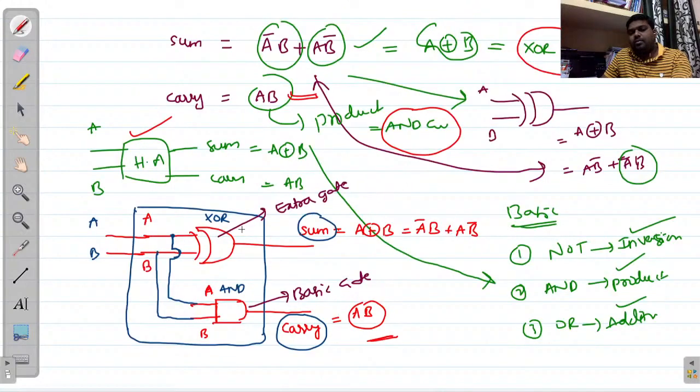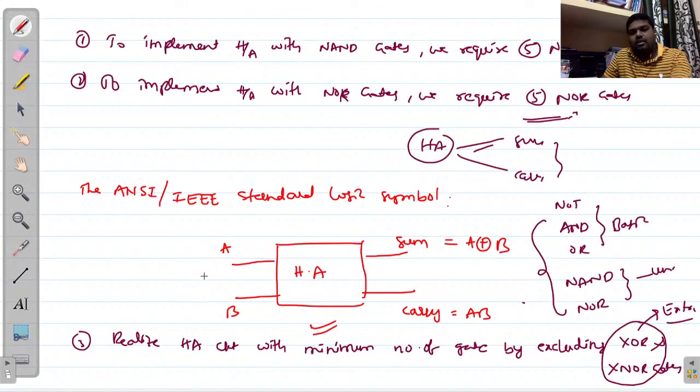And if you observe this, with XOR and AND only two gates are required, but XOR is an extra gate. My question here is what? Realize a half adder circuit with minimum number of gates by excluding XOR and XNOR logic.